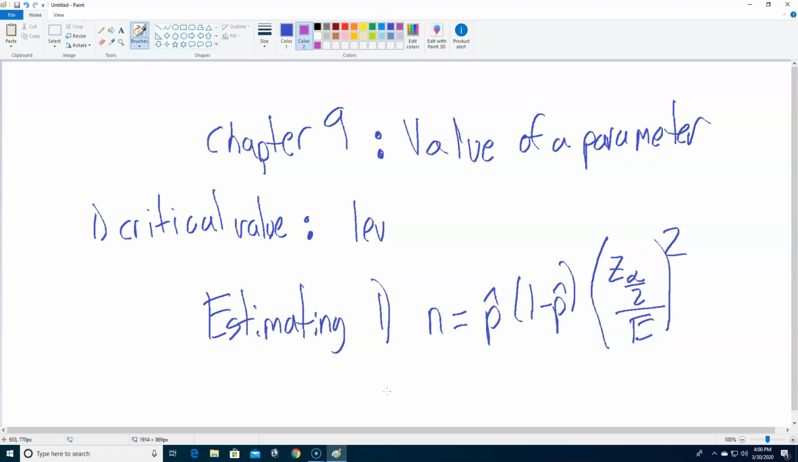For the other one, they won't give you a proportion, so it's always 0.25. n will be equal to 0.25 times that same exact thing, this critical value, divided by e squared. Now these numbers will come out with decimals, so what you're always going to do is round up to the next integer. These are estimates of populations, so we can't have halves or decimals or anything like that. Whatever your number is, we just round up every single time.